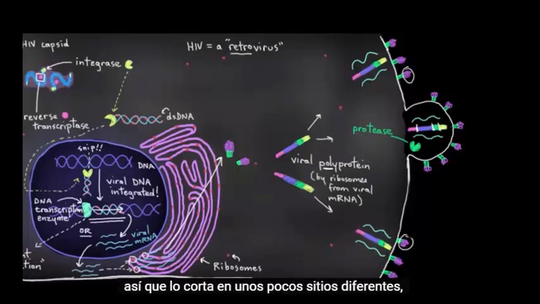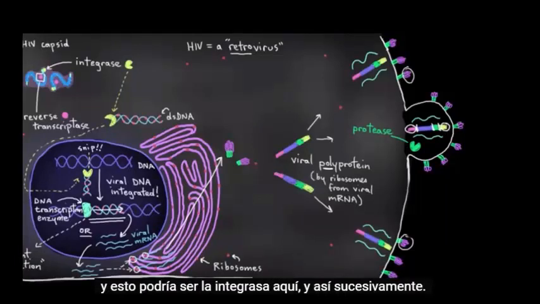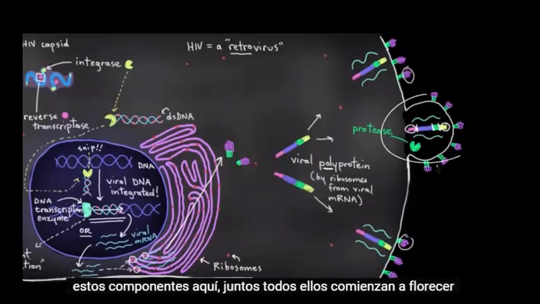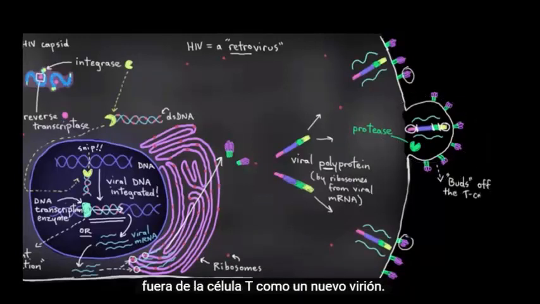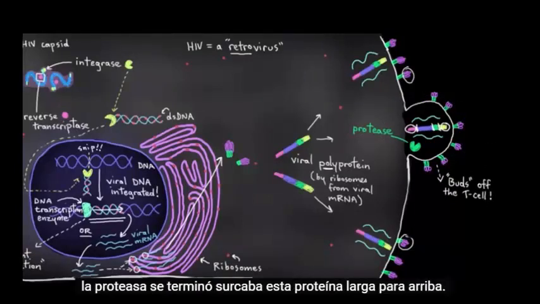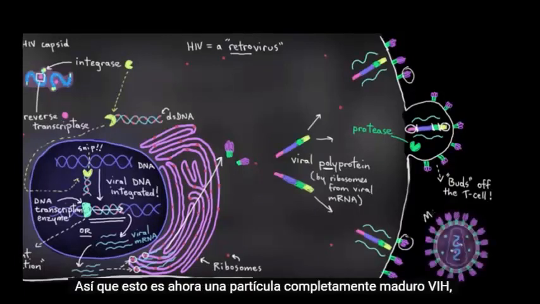So it snips it at a few different sites, and we end up with what are all the components that an HIV particle needs to infect. So, for example, this might be its reverse transcriptase here, and this might be its integrase here, and so on. So the protease starts cutting things up, and while it's doing its slicing and dicing, these components here together, they all start to bud off the T cell as a new virion. And shortly after it buds off, the protease is finished cleaving this long protein up. So this is now a fully mature HIV particle.